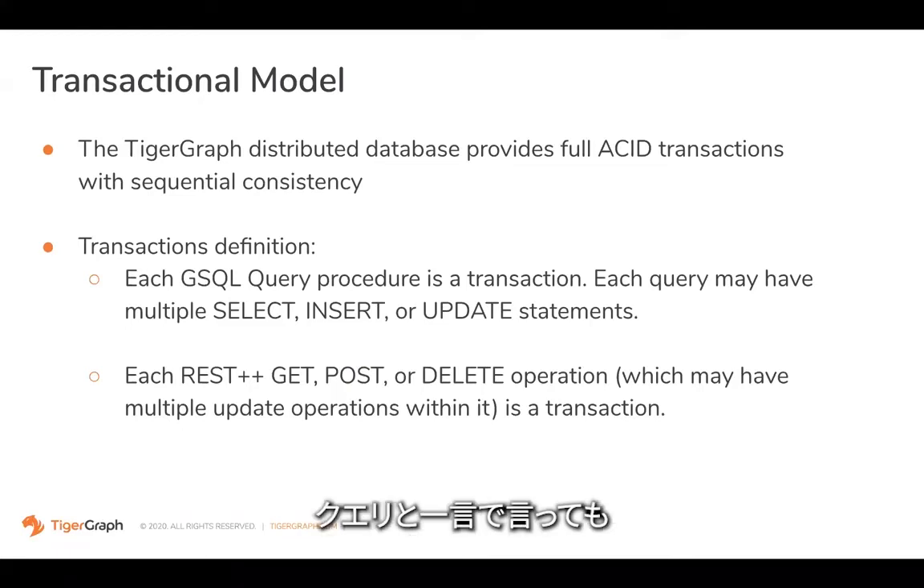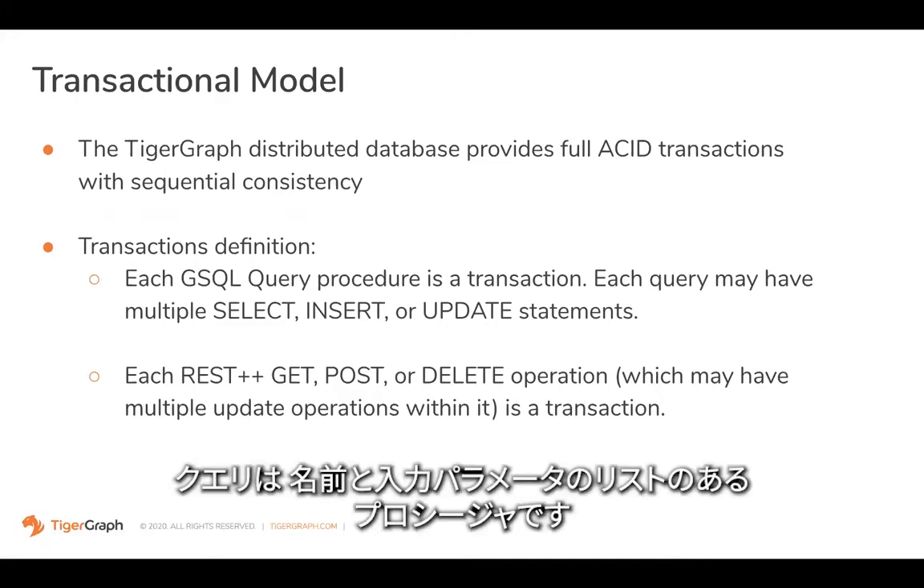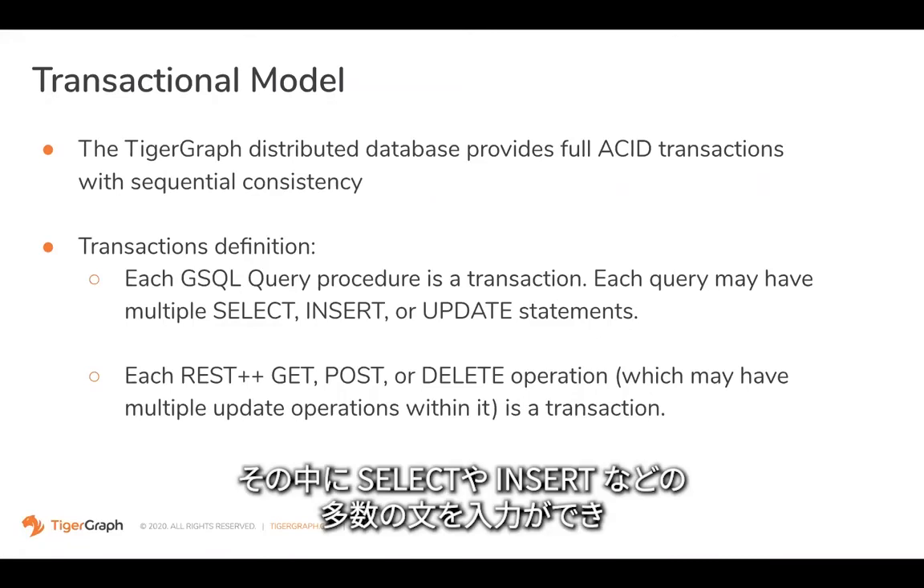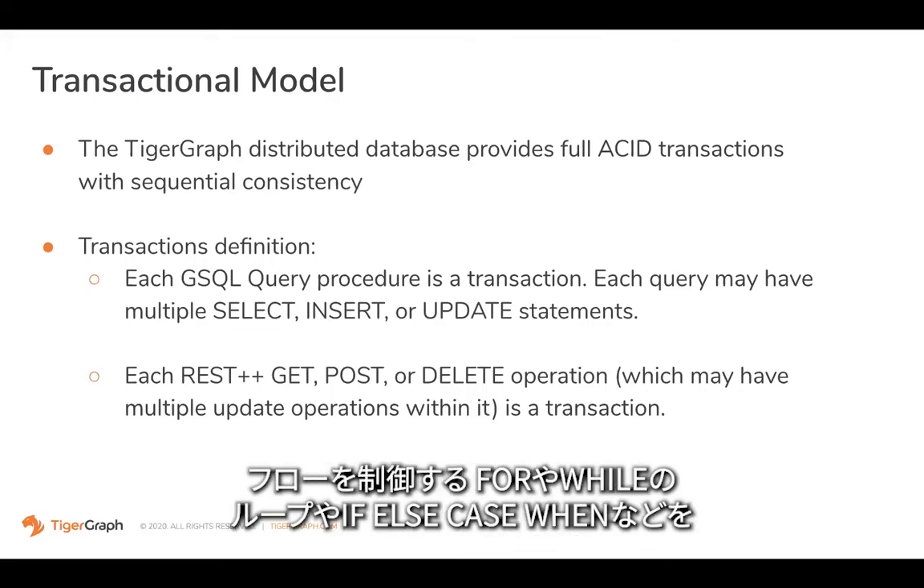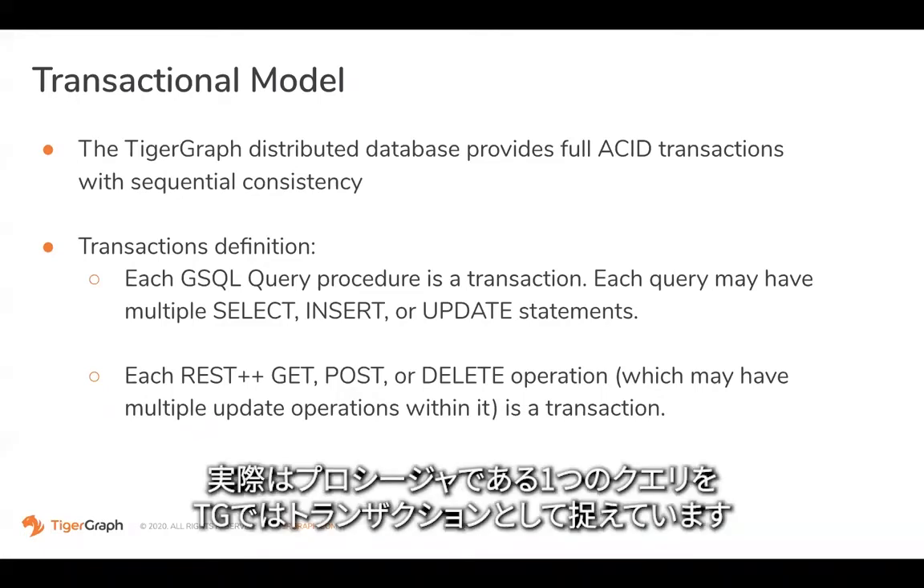So when we say a query, and this is where it's a little different, it's because of the programmability of the GSQL language. Our queries are procedures with a name and an input parameter list, and within it, it can have multiple statements such as select, insert, update. It can also have flow control like for loops, while loops, if, else, case, when. But we consider one query, which is a procedure, to be a transaction.